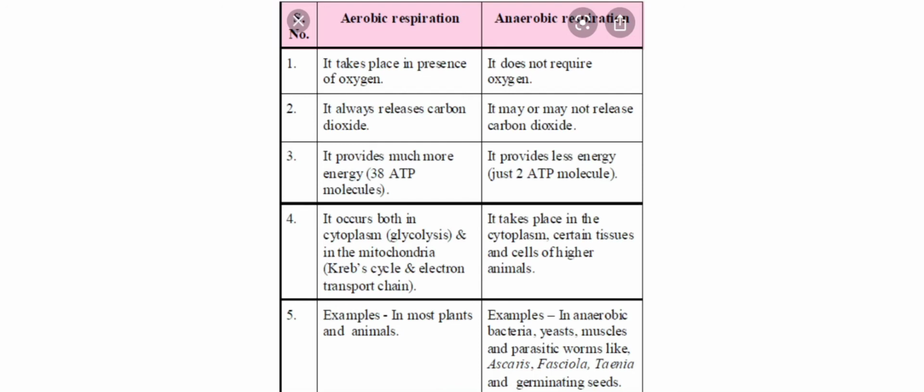Aerobic occurs in cytoplasm and mitochondria. Anaerobic occurs only in cytoplasm. For example, in most of the plants and animals, aerobic respiration takes place and anaerobic respiration takes place in yeast and in muscle cells. So students, this is all about respiration. We'll continue with another life process in the next lecture.